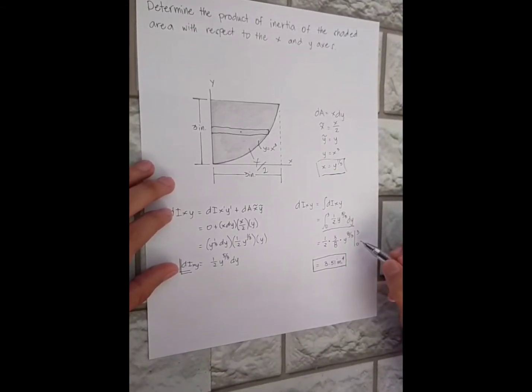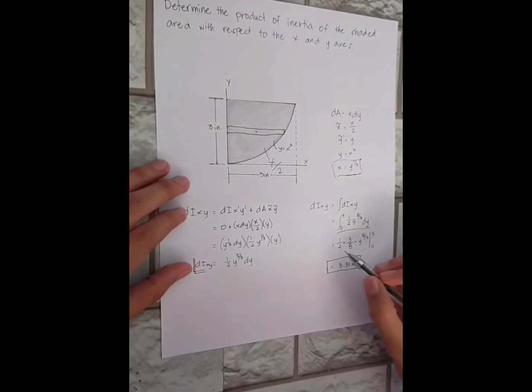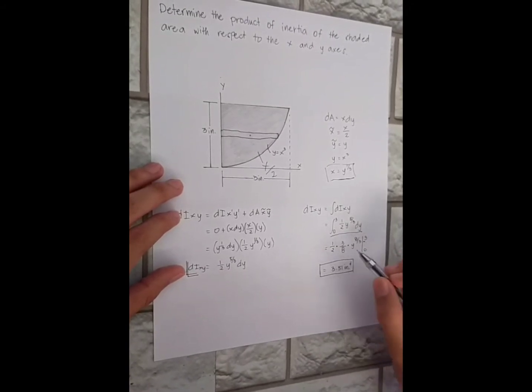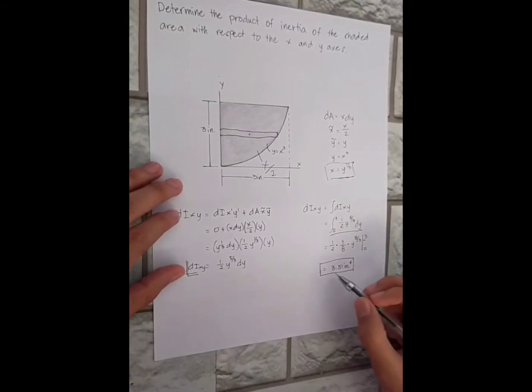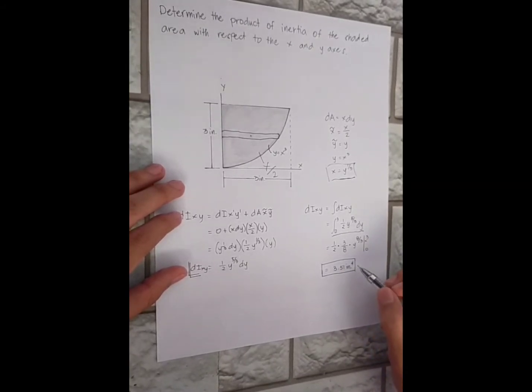We cannot, if we integrate 0, we can get 0 also. That's why we only use 3, so that we can get the answer faster, and the answer will be 3.51 inches to the power of 4.